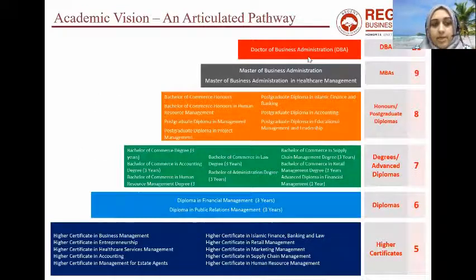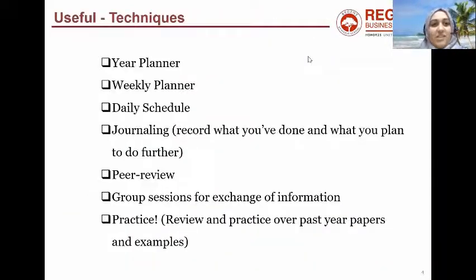This is an example of an academic vision or an articulated pathway for higher education. With Region Business School, we take people from a higher certificate level, which is a level 5, the first step in higher education, right until you reach your doctoral degree. So if you have an ambition to become a professor one day, join us at Region Business School, we'll take you there.